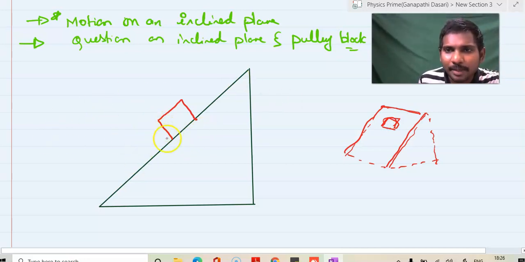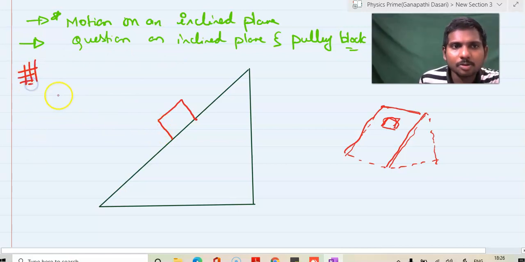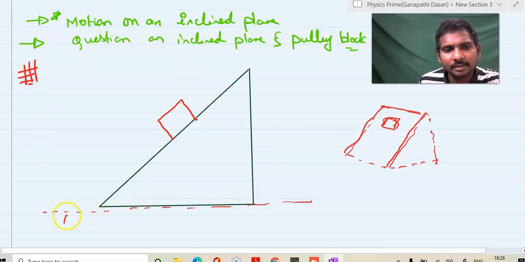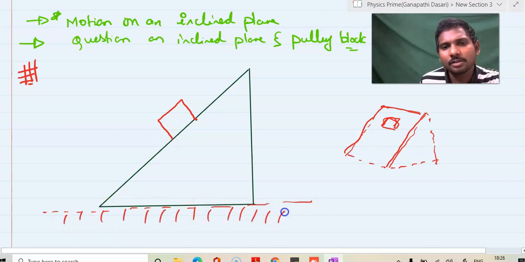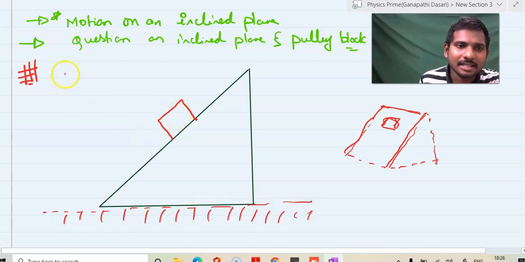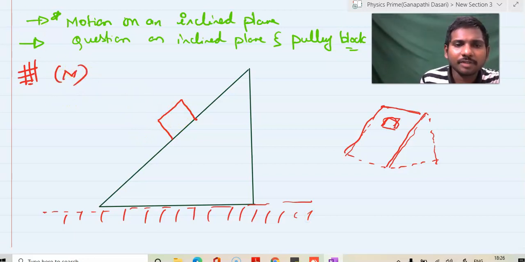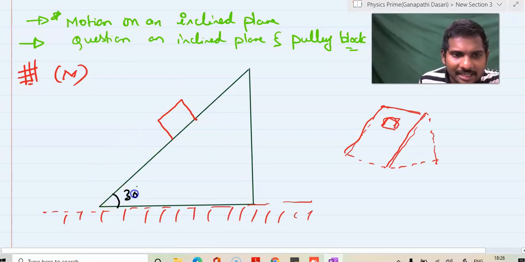Let us see some basic inclined plane, how to resolve the forces and how to solve this kind of problems. What happens on an inclined plane? So first thing is, here I am considering an inclined plane which is fixed to the ground and the block has a mass m. I need to draw the free body diagram. Before drawing, this inclined plane has an angle theta.